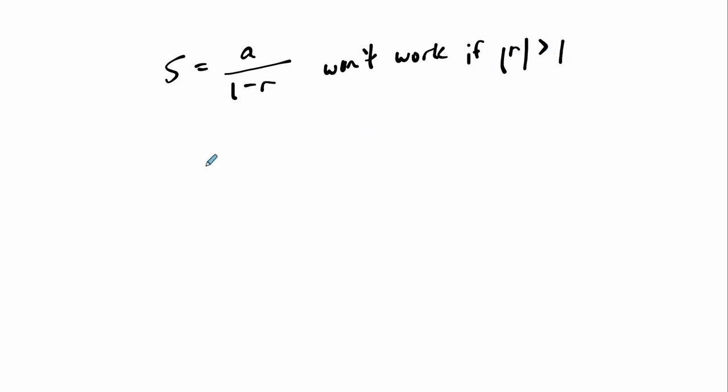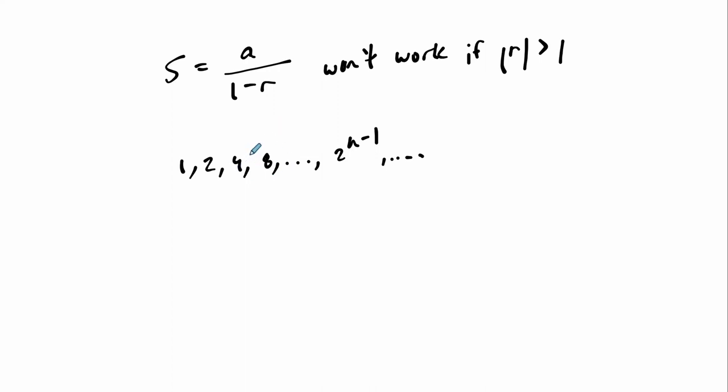So S equals A over 1 minus R won't work if the absolute value of the common ratio is greater than 1. So for example, if you have 1 and you double it to get 2, double to 4, double to 8, and so on and so forth. In our case right here, the nth term is now just 1 times 2 to the n minus 1, right? But then it keeps going. If you were to add all these up, it would be approaching infinity.